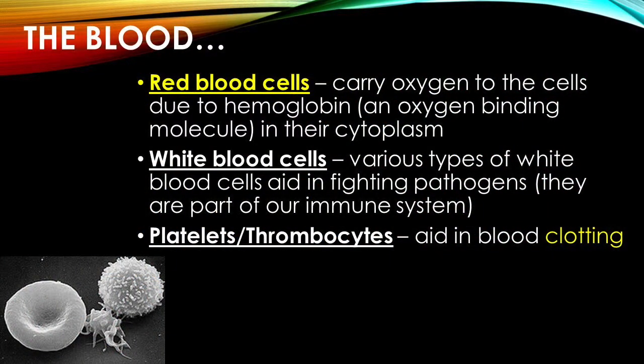We've talked about how our circulatory system helps to transport blood around the body. Your blood consists of your red blood cells. These carry oxygen. Your white blood cells aid in fighting pathogens. These are a part of the immune system. And another component of the blood are your platelets. These aid in blood clotting.